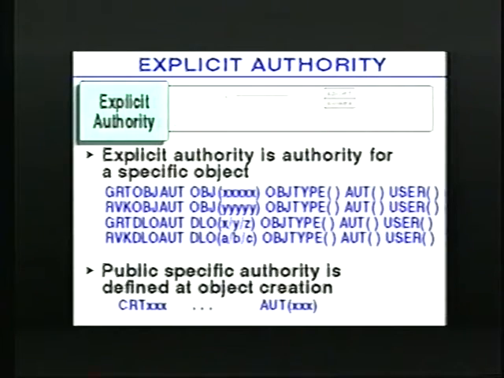The last thing you can do when you're granting access, you can grant access to the public as well as to a user profile, and when you create an object, you can use the AUT parameter to define the public authority.